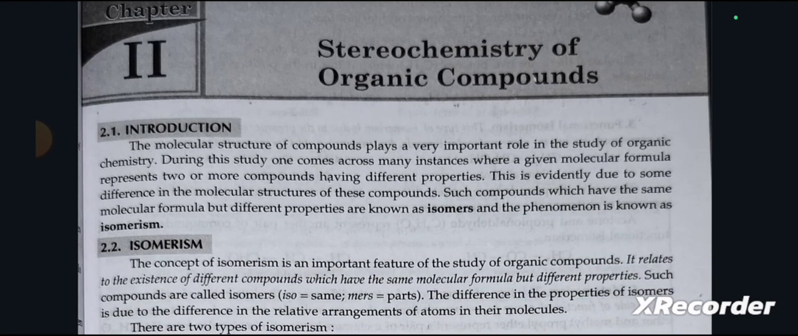2.1 Introduction. The molecular structure of compounds plays a very important role in the study of organic chemistry. During the study, one comes across many instances where a given molecular formula represents two or more compounds having different properties. This is evidently due to some difference in the molecular structures of these compounds. Such compounds, which have the same molecular formula but different properties, are known as isomers, and the phenomenon is known as isomerism.